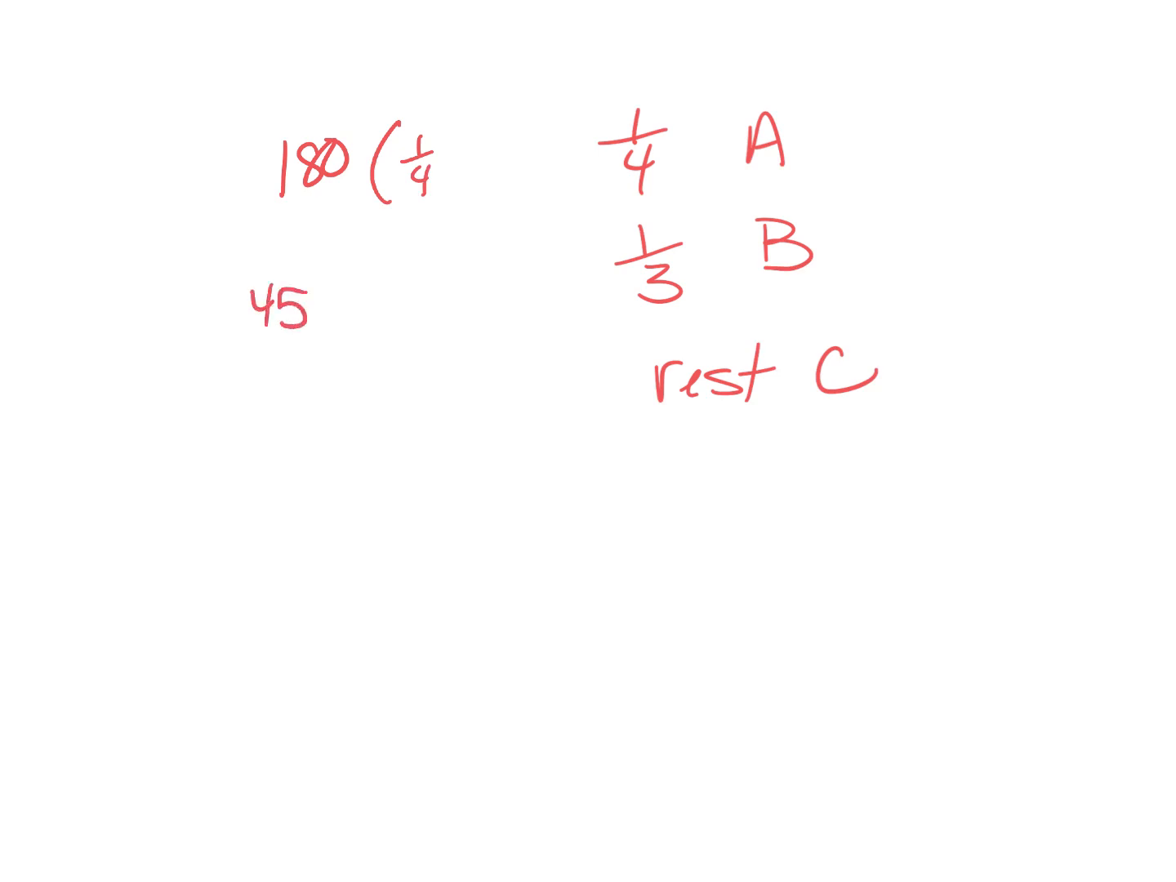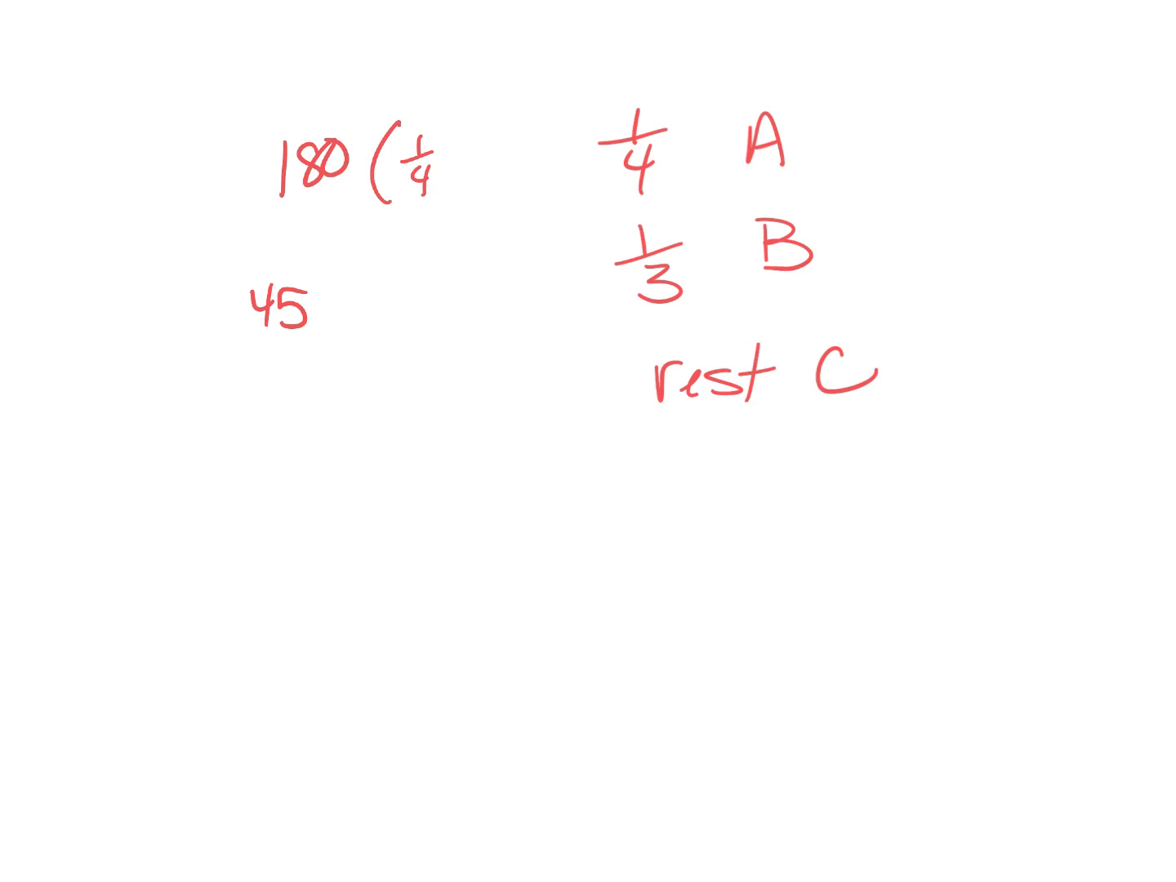So it's C. We have 180 students, and 1/4 of them earn A's, 1/3 earn B's, and the rest earn C's, okay? I guess nobody had a D or an F. So they want to know how many earn C's. Well, we have to find out what the 1/4 was. When you see 1/4 of, the word of means what? Multiply. So 180 times 1/4 is 45. 45 kids got an A.